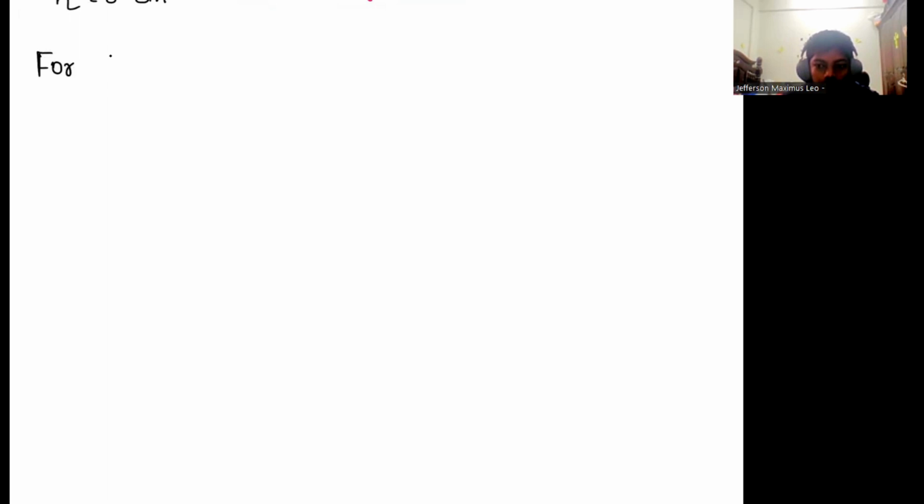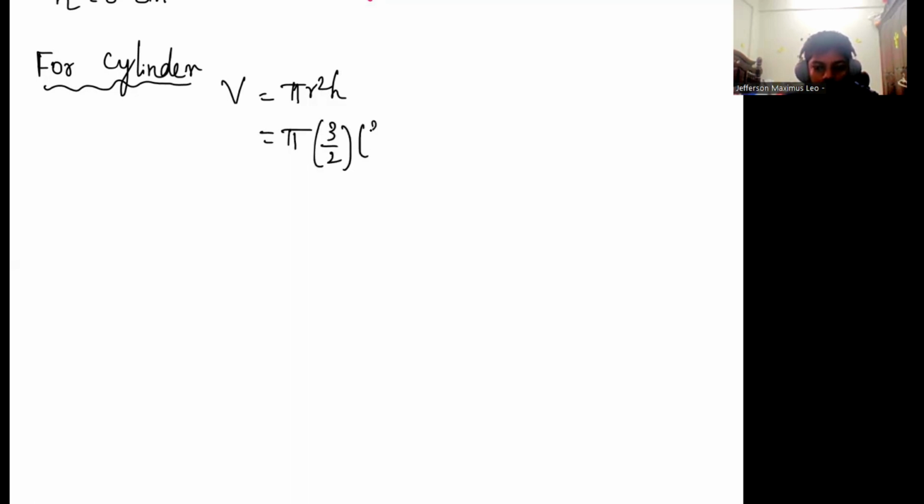So for the cylinder, what is the volume? Volume is pi r square h. Pi is not specifically given in the question, so it is our choice. At last we will replace it. So initially pi, in the cylinder the radius is 3 by 2, so 3 by 2, 3 by 2. H is calculated as 8. So 4, double, 9 times 2 is 18 pi. It's in cubic units.